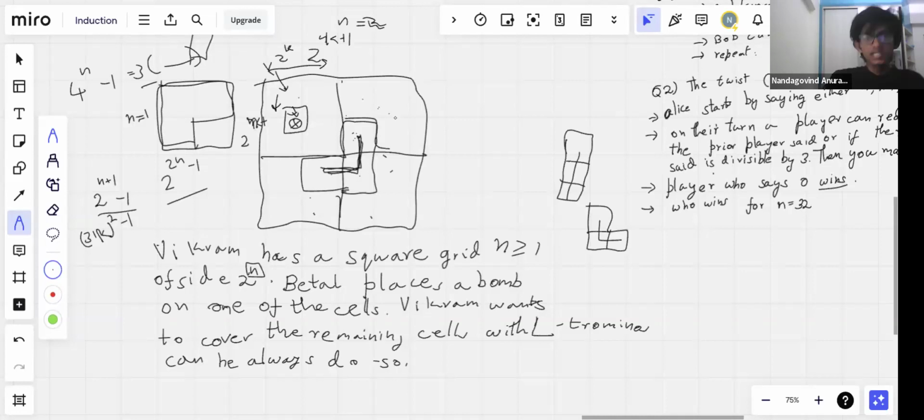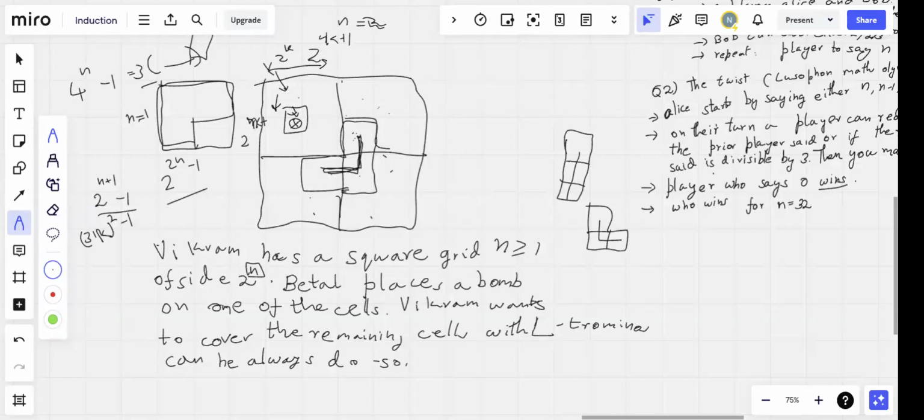Now in each of these grids, I can just pretend that there's a bomb, and I'm just rotating it so that the bomb is on the top left grid. Does this make sense? Out of the 4, the bomb is on the top left grid. Because if it was on the top right grid, I'll just rotate the entire grid by 90 degrees anti-clockwise. Does this make sense?